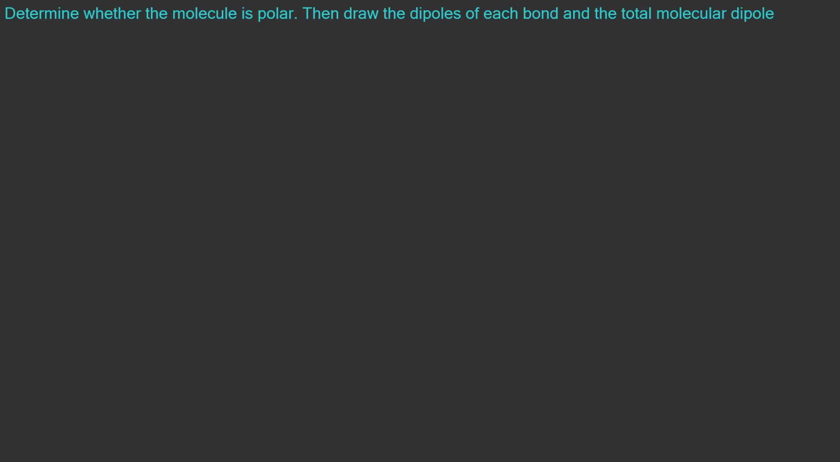Alright, today's video we're going to go over how to determine if a molecule is polar and then also be able to draw their dipoles. And so let's go through a really simple example of this with HCl as our first example.